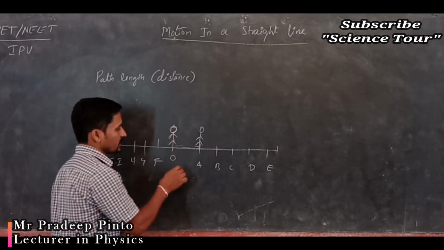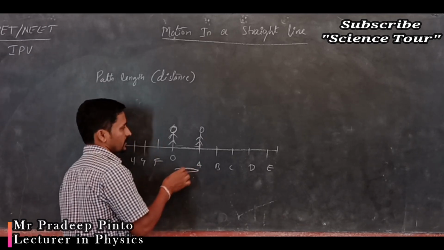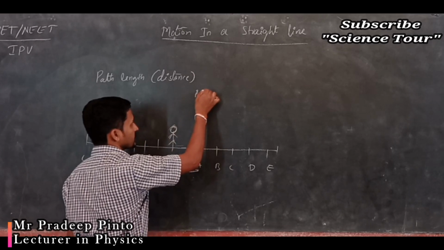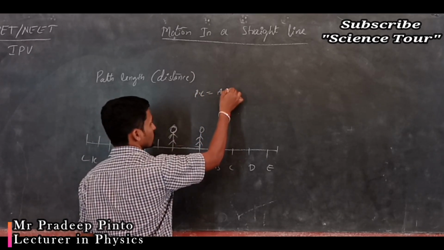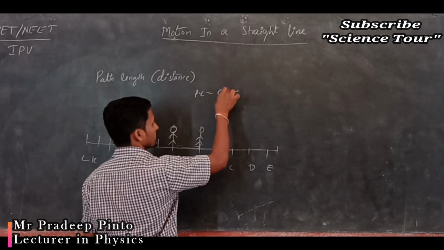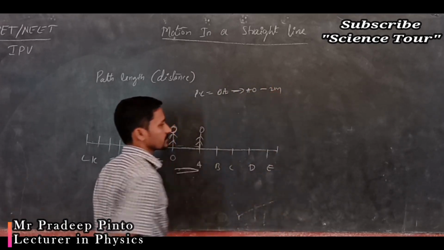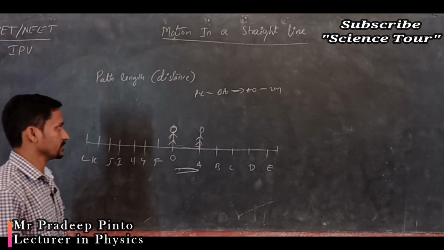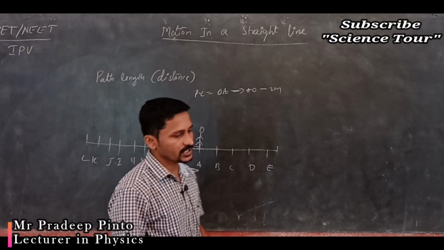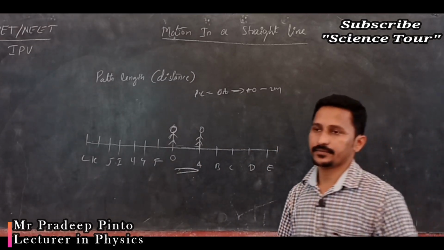Path length becomes what? That is the total path traveled by the object: 1 meter and 1 meter. That becomes the path length, from A to O and O to A, coming from A to O, that is 2 meters. That is the path length. So here the object is traveling in only one direction, along only one straight line.